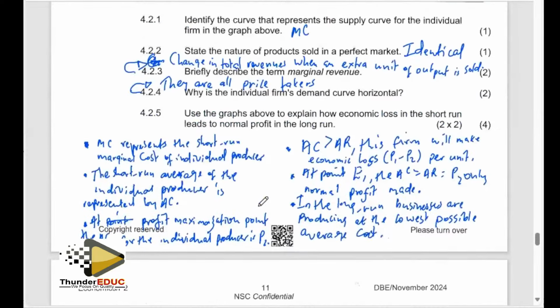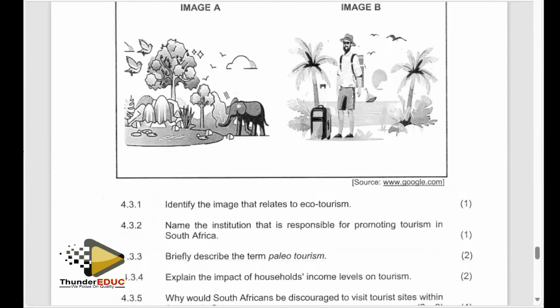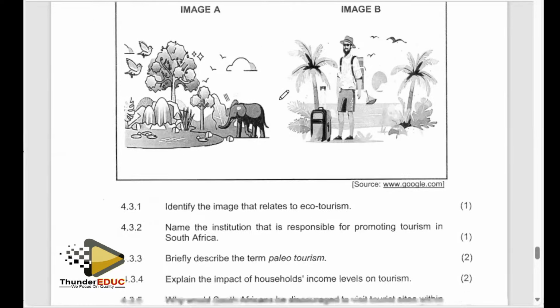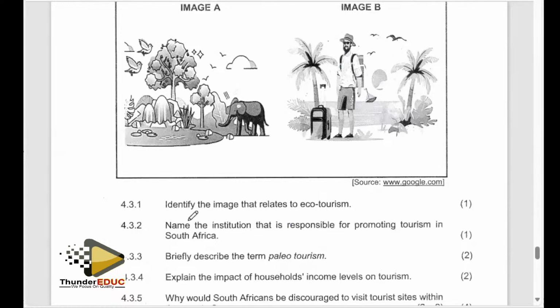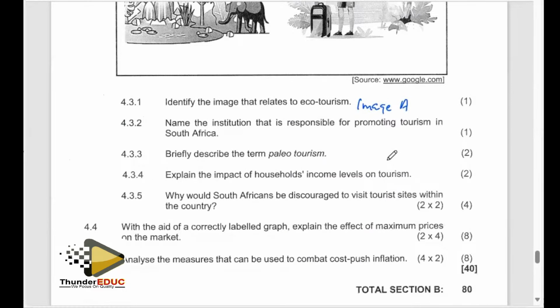So now 4.3 reads as follow. Study the images below and answer the questions that follow. So now we have image A and also image B, South African tourism. So now 4.3.1, identify the image that relates to eco tourism. So now that is going to be image A. Okay, right? So now let's move on to 4.3.2.